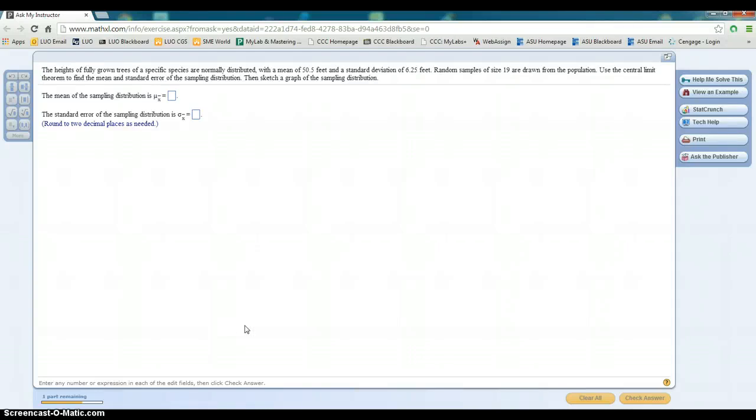This particular problem is taken from Pearson Publishing, MyStatLab, in reference to Elementary Statistics by Larson and Farber.